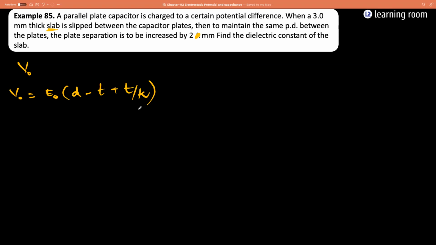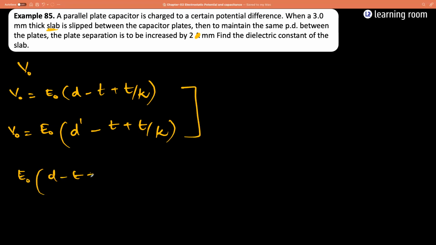Then to maintain the same potential difference, the plate separation is increased by 2 millimeter. So V naught will be equal to electric field, they didn't do any change. Now, what is the value of the new distance? It is D dash minus T plus T by the same dielectric kappa. Then find the dielectric constant. So equate these two. E naught into (D minus T plus T by kappa) is equal to E naught into (D dash minus T plus T by kappa).